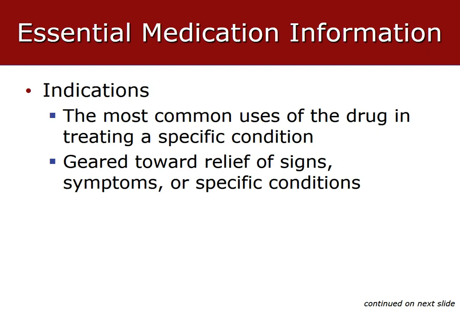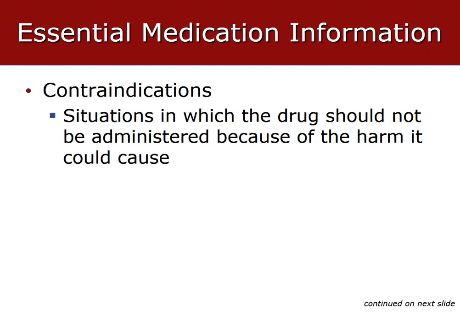Indications are the most common uses of the drug, treating a specific condition, geared towards relief of signs, symptoms, or specific conditions. So an indication for the use of nitroglycerin is chest pain, because nitroglycerin may relieve chest pain. Contraindications: low blood pressure is a contraindication for the use of nitroglycerin, because it is a vasodilator, so it's going to lower the blood pressure. So if the blood pressure is already low, you can't lower it more, or you could do something detrimental to your patient.